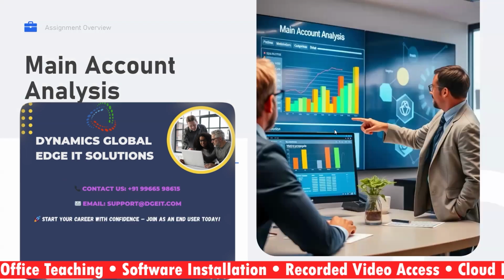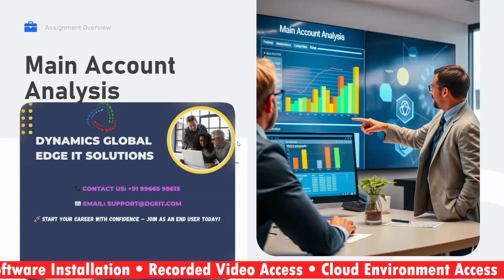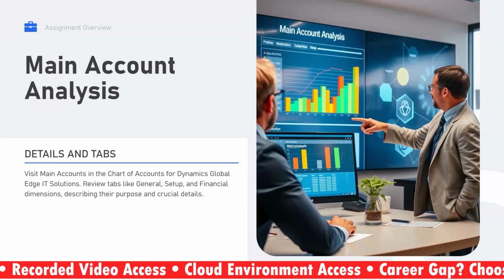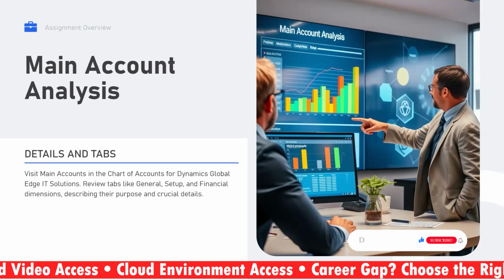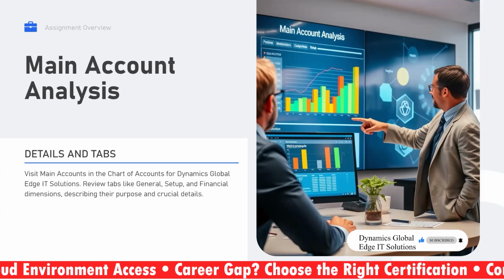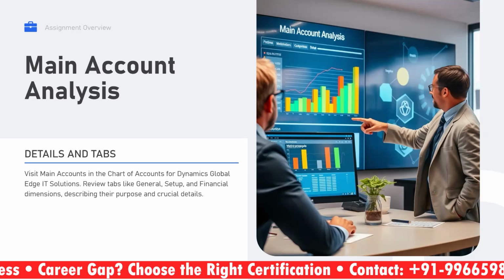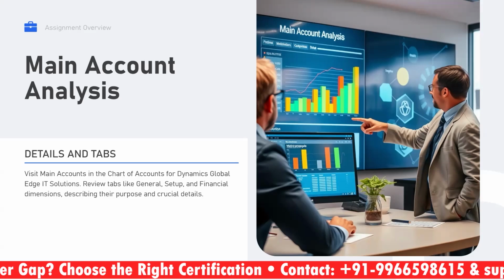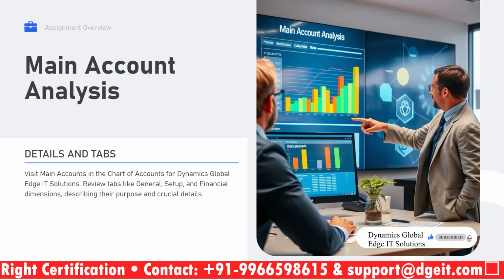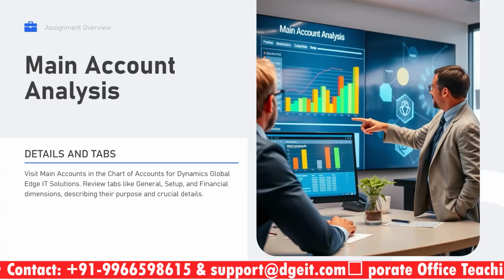Then the next assignment is about the main account analysis. Once you are going to create a chart of accounts, and in this chart of accounts you are going to create a main account, at the main account level we have many options. When you are going to create a main account like Bank of America, the first and very important thing is the main account number, 101010, and the name is Bank of America. And the next very important thing is what it exactly is, whether it is asset, liability, equity, revenue, or expenditure. Okay, and then the main account category.